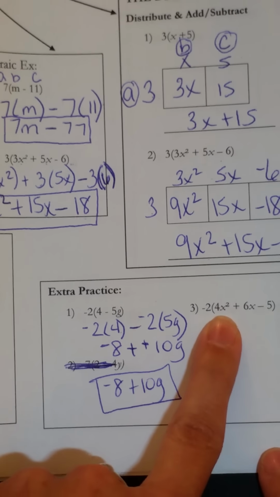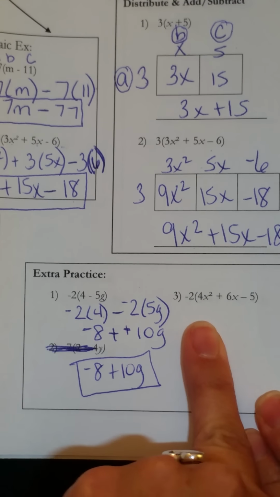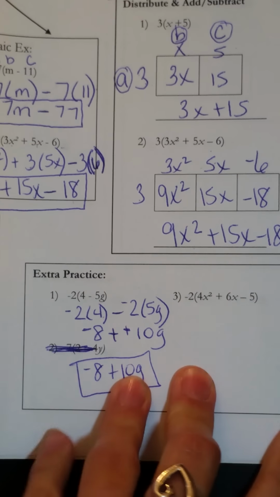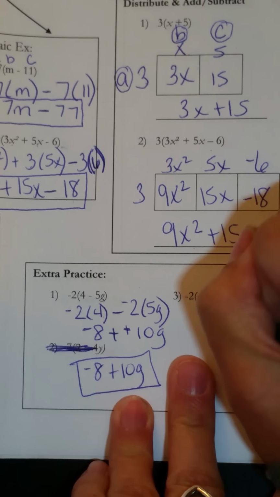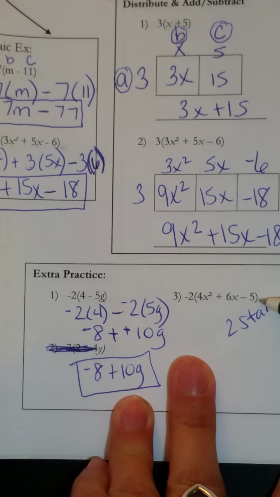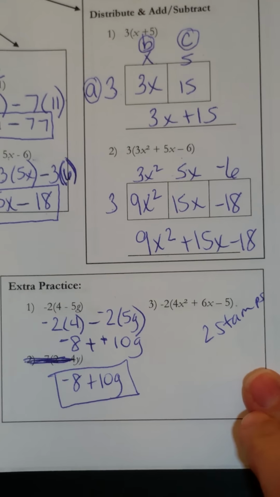I want you to do number 3 on your own. And then we're going to talk about it tomorrow in class. Whoever gets it right will get 2 stamps to go towards their incentive chart.